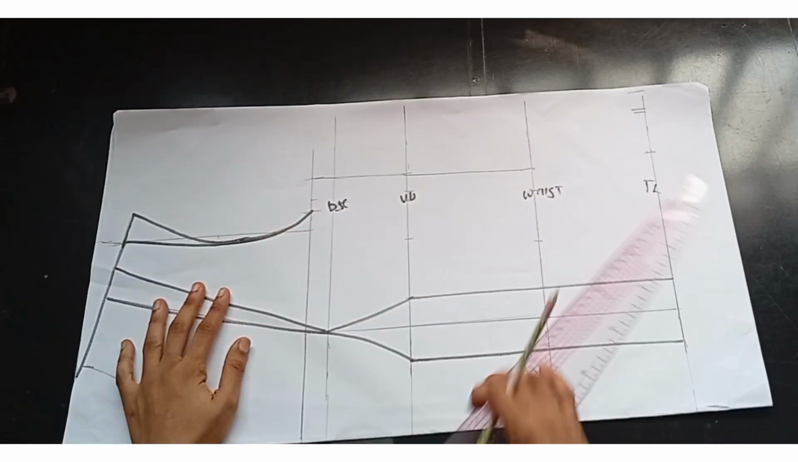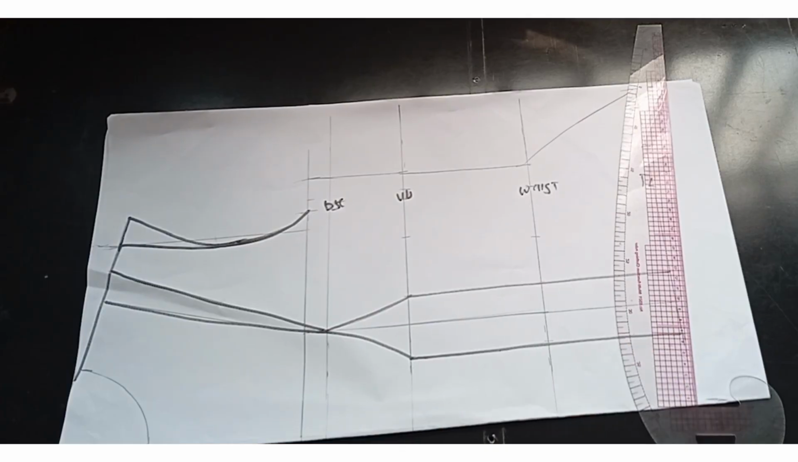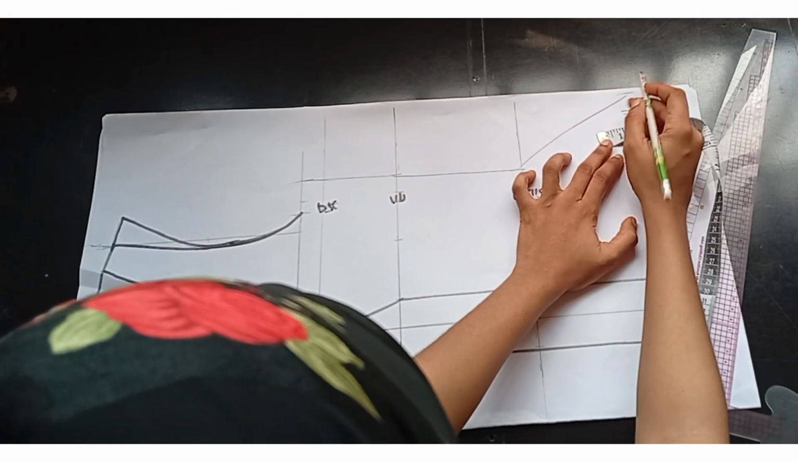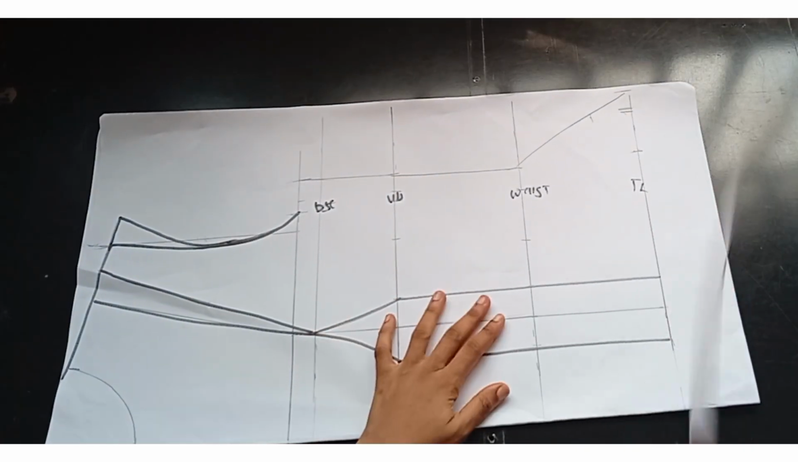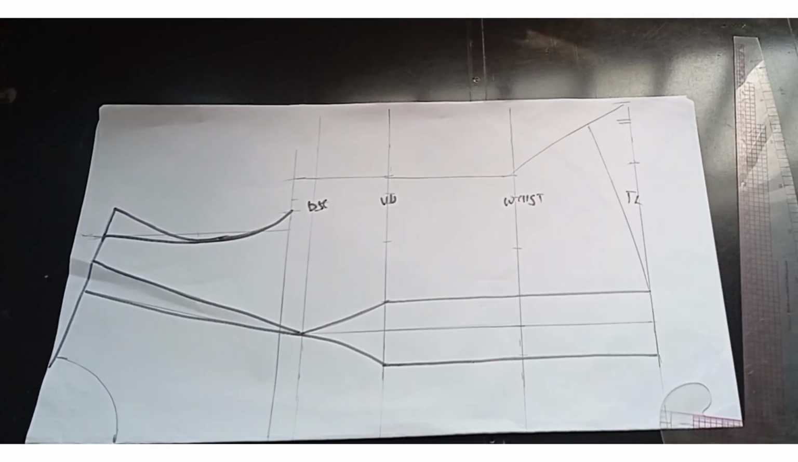After you're done marking this, go ahead to place your ruler and you're going to connect, starting from the bust area to the under bust to the waistline and down to your blouse length this way. Now you can come up by 1.5 inches to 2.5 inches by the side. Now go ahead and connect this all the way to the blouse length.